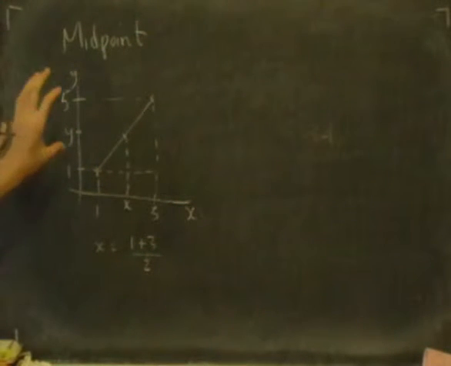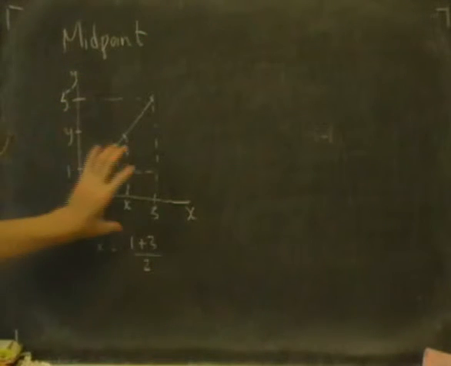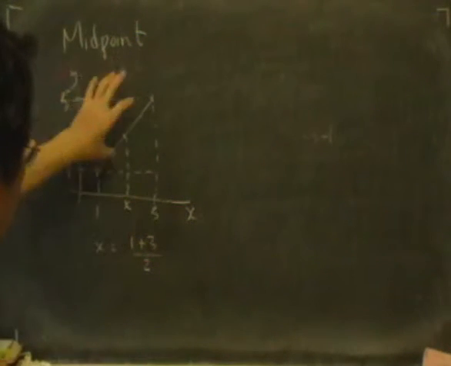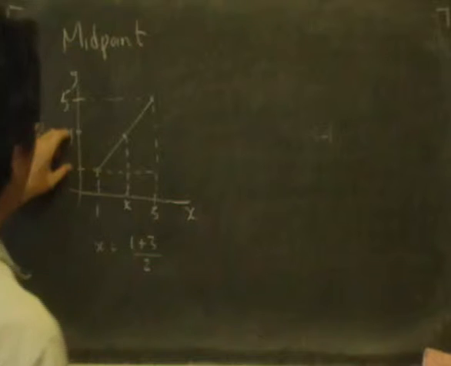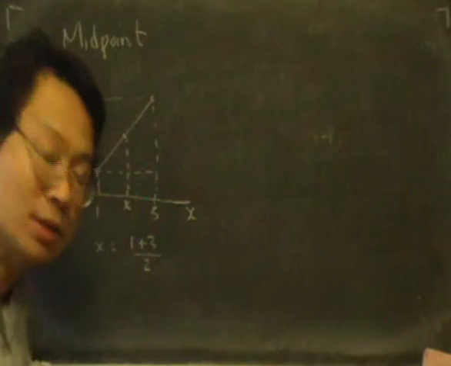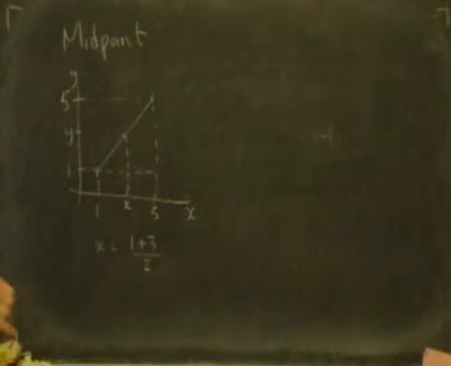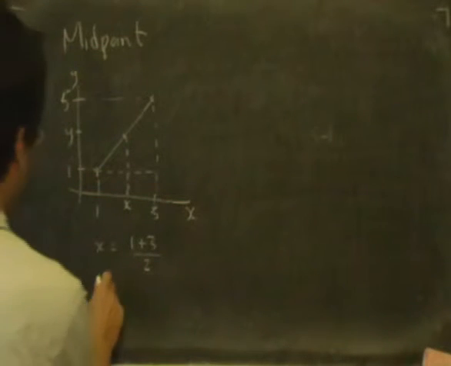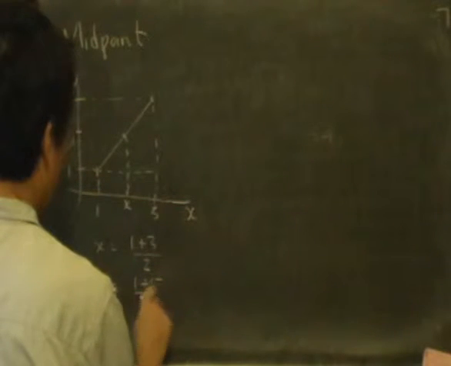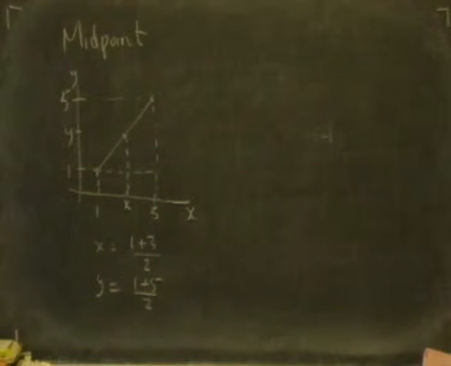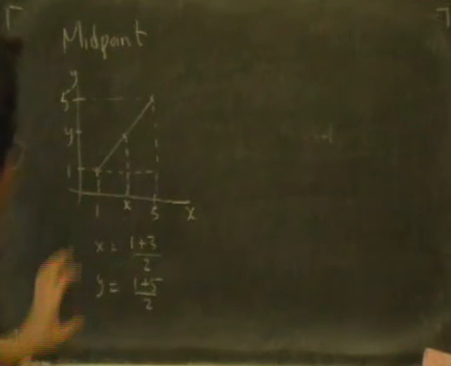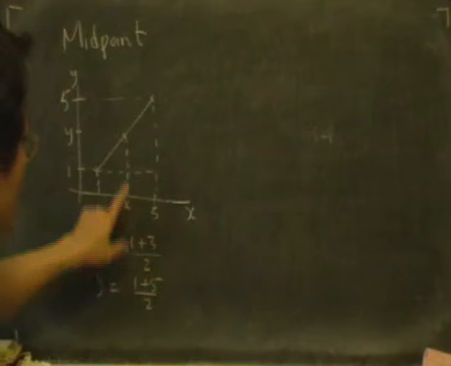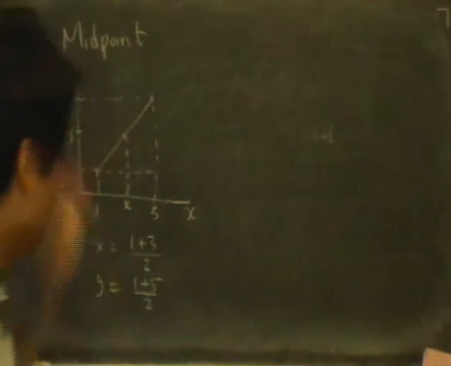And likewise, if you think about the y direction, we can imagine the same picture for that side of the drawing. And then we would conclude that y must also be at the center between 1 and 5. So therefore y must also be the average of 1 and 5. So that would be 1 plus 5 over 2. And in this way, we have just found a way to calculate the coordinates, the x and y of the midpoint.